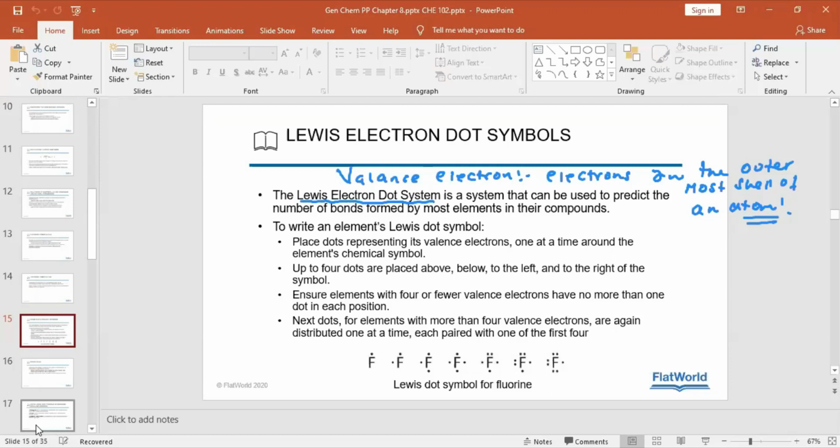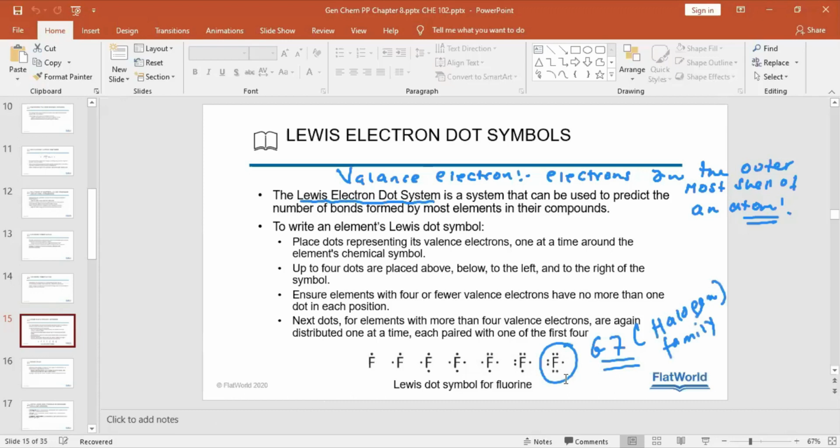So, for example, here is an example of a Lewis dot symbol for fluorine. It's a whole structure here, but what we can understand is, from our Chem 101, we discussed that fluorine is an element found in group 7. If you notice, group 7 elements are called the halogen group or halogen family, right? The halogens are group 7.